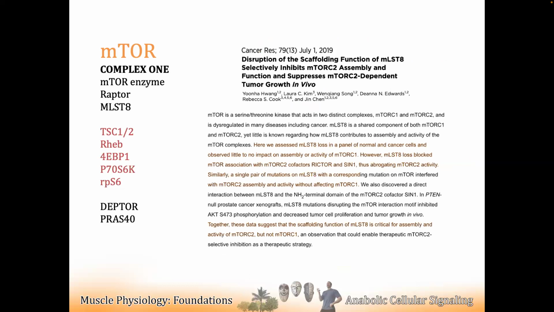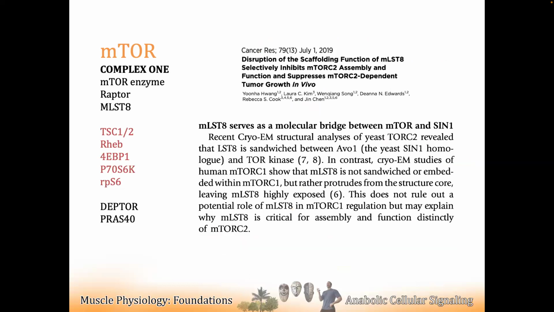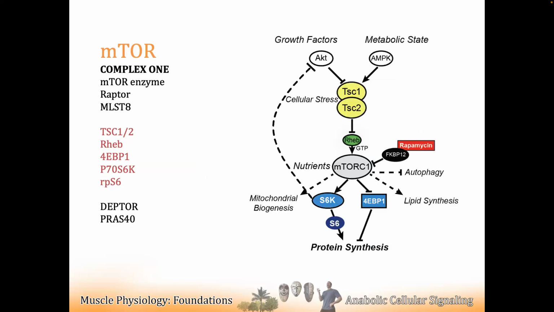And again, what seems to be its major role is assembly of mTOR complex 2. The MLST8 protein is sandwiched between the mTOR enzyme and mSin1, which is a core protein in complex 2. We'll talk about that later in this lecture. So again, it's critical for the assembly of complex 2, but it's not particularly critical for ongoing function, especially complex 1. Okay, moving on to the group of proteins that are immediately upstream and downstream from mTOR.